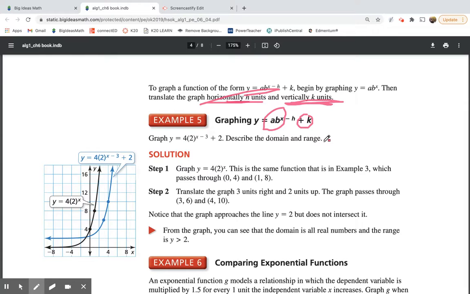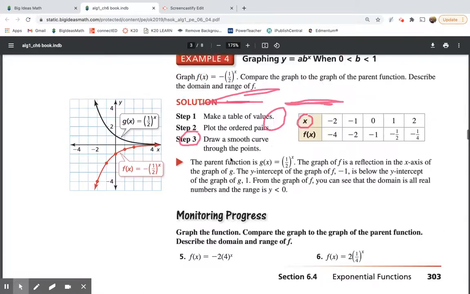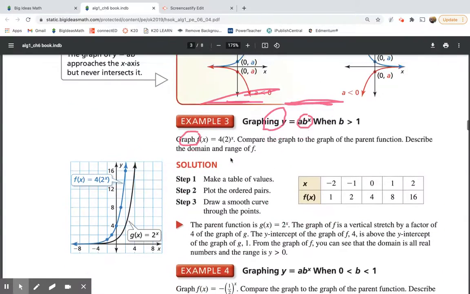Okay, so the first thing we look at says graph y equals 4 times 2 to the x minus 3 plus 2. So we start by just graphing this, 4 times 2 to the x. That is the same one that they used in example 3, so I'm going to scroll up to example 3.